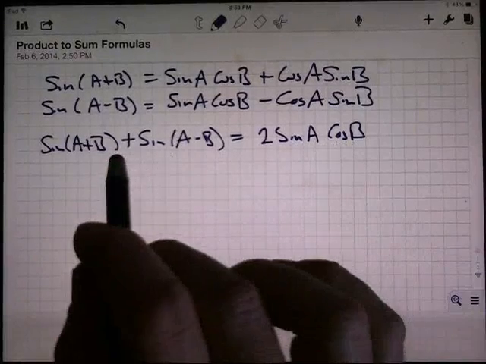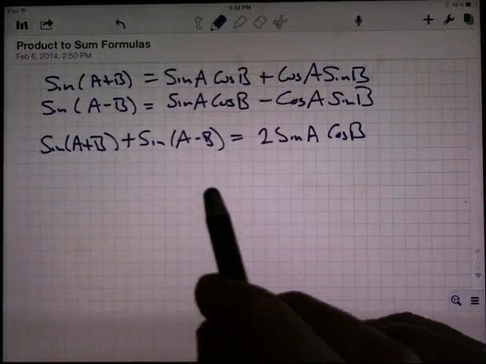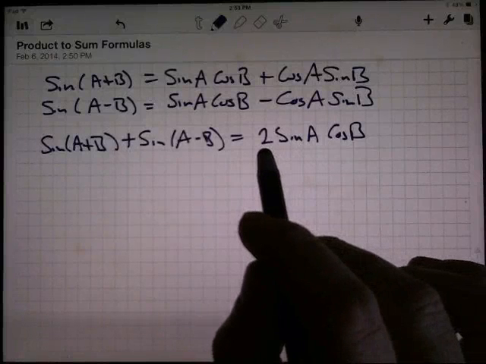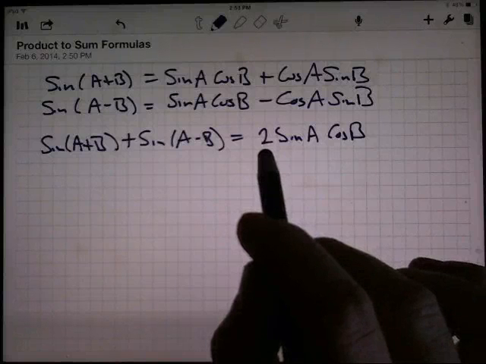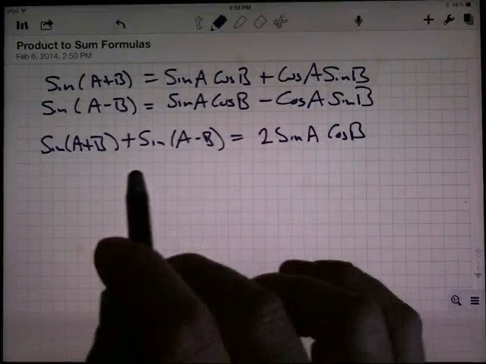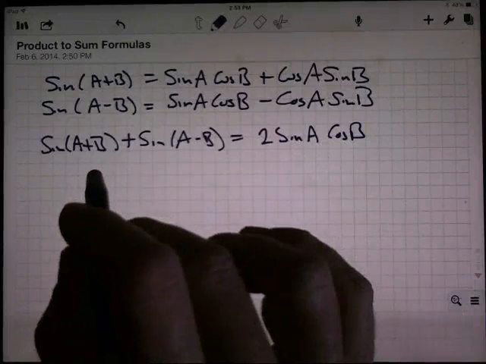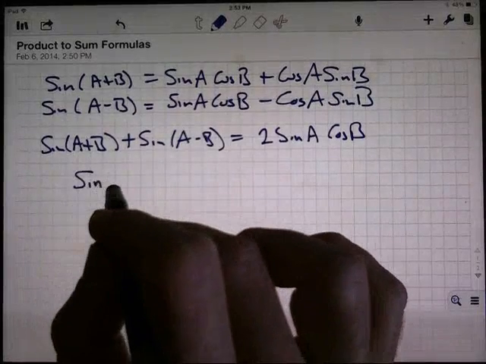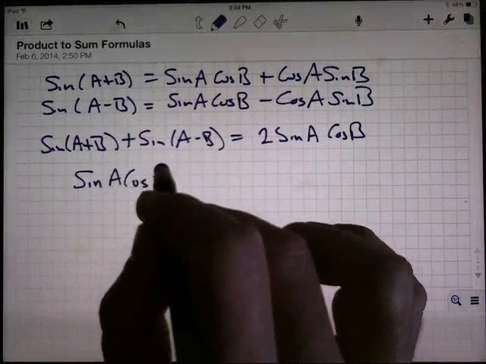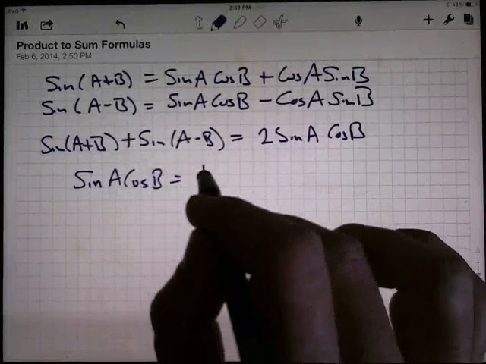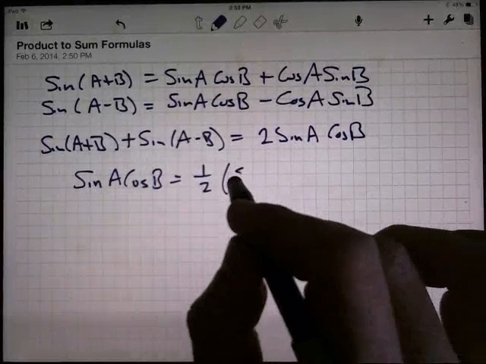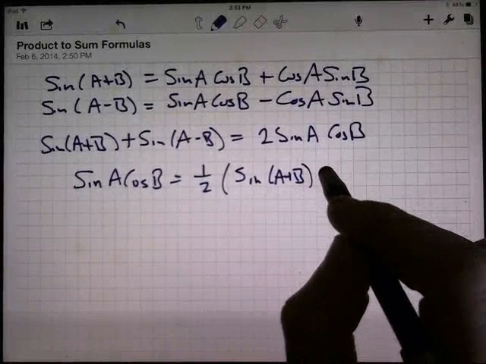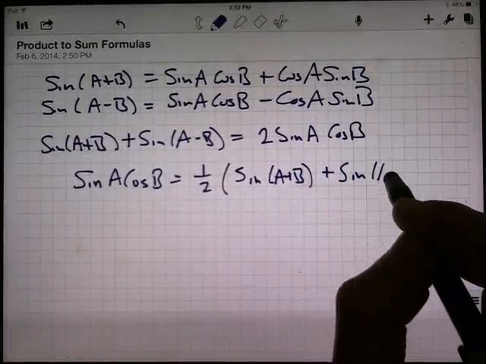We have a product on one side and a sum on the other side. Typically, this is not left like this. It could be, but usually you divide the two over. So I'm going to write it this way. I'm going to write the product on this side. So sine a cosine b is equal to, and I divide the two, so 1/2 of this thing, sine of a plus b plus the sine of a minus b.